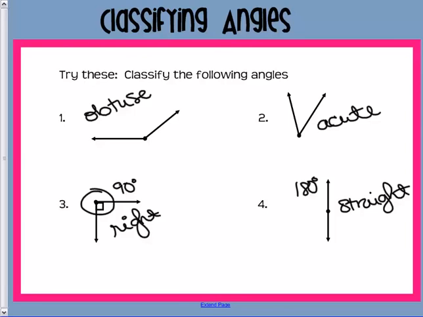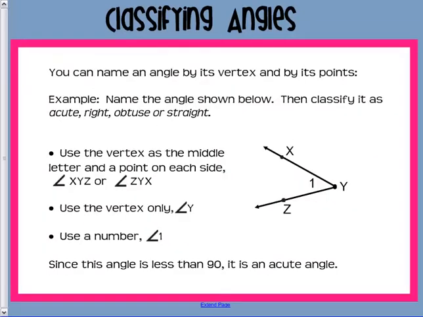Okay, here we go. Let's look at these examples. You can name an angle by its vertex and its points. So if we look at this angle shown down here, we can name him as angle 1 because of the 1 right here, or we can name him with the letters ZYX or XYZ. It's up to you which one you want to name it.